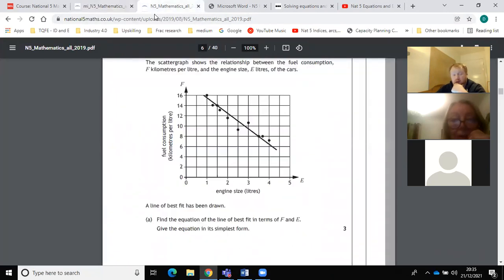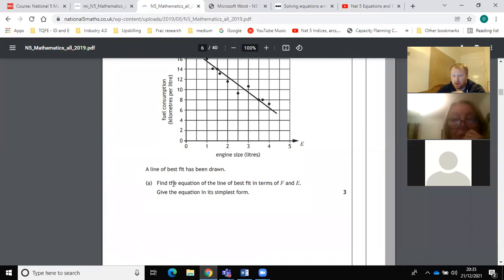Okay, but I just wanted to allow you to see that, to show you how they would word it. Okay, they'll throw in a couple of things that will try and throw you, but all the words are there. Okay, find the equation of the line. Okay, you can see that it's straight and you've got 2 points. Okay, so there you go. Give the equation in its simplest form. Y equals mx plus c.